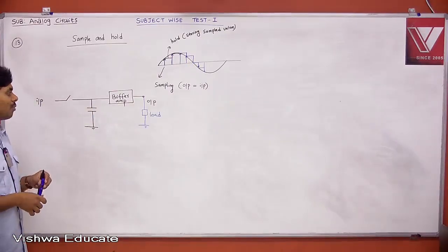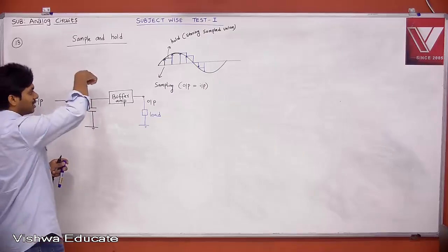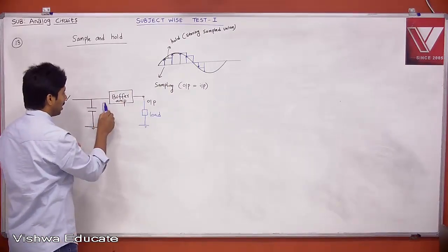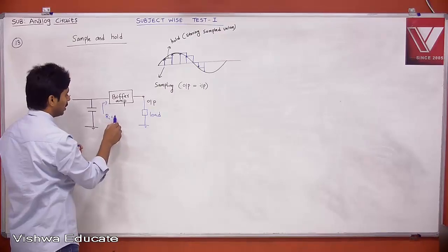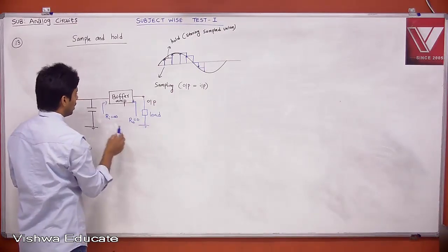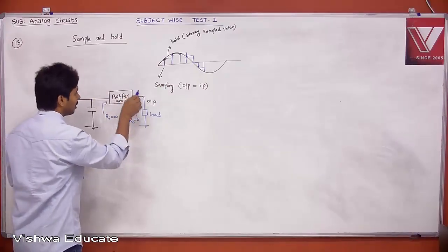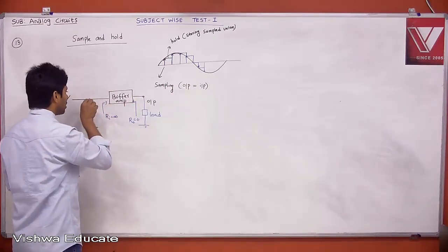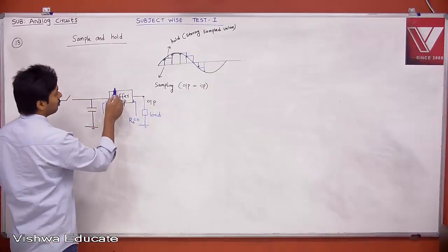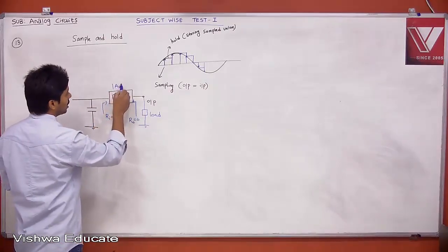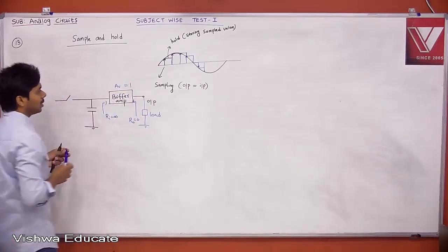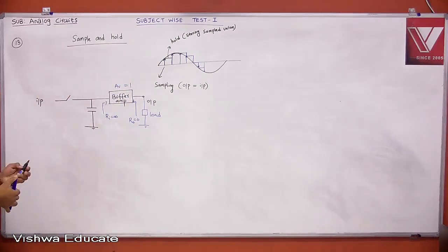That's why I told you, to avoid a loading effect, insert a buffer in between. The input impedance of your buffer is very high, infinity, and the output impedance of your buffer, with respect to voltage, is 0. Whatever you have here, the same thing will come here. That is what we want. Whatever you are sampling and then holding has to be given to your load. Therefore, we should have a voltage gain equal to 1, so we can use a non-inverting buffer amplifier.